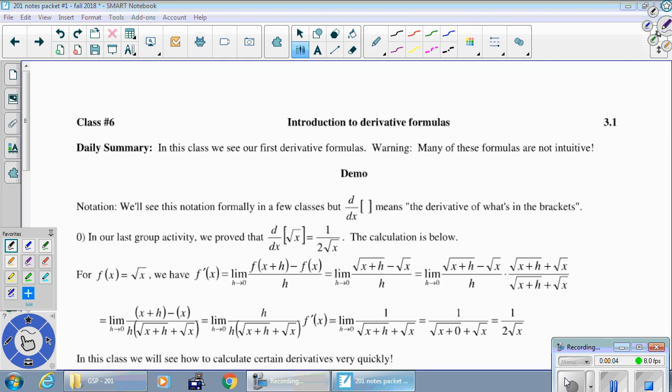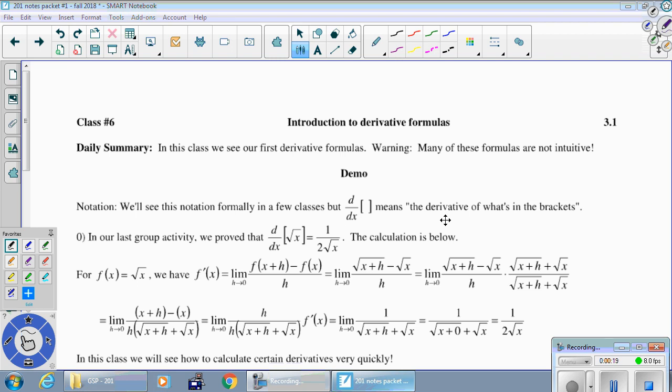Lesson 6 demo. In this class, we see our first derivative formulas. Warning, many of these formulas are not intuitive. Notation. We'll see this notation formally in a few classes, but d over dx and then brackets means the derivative of what's in the brackets.